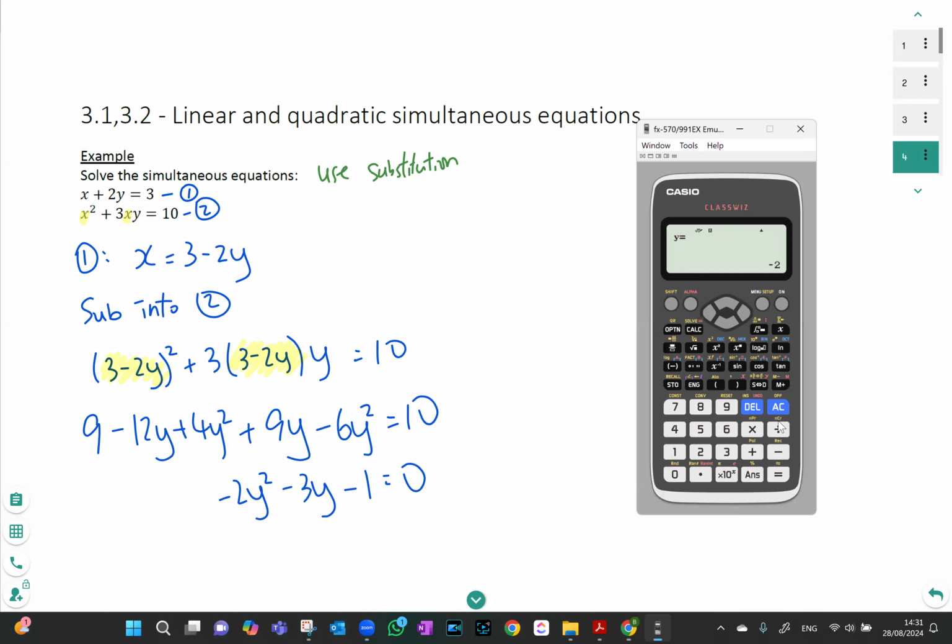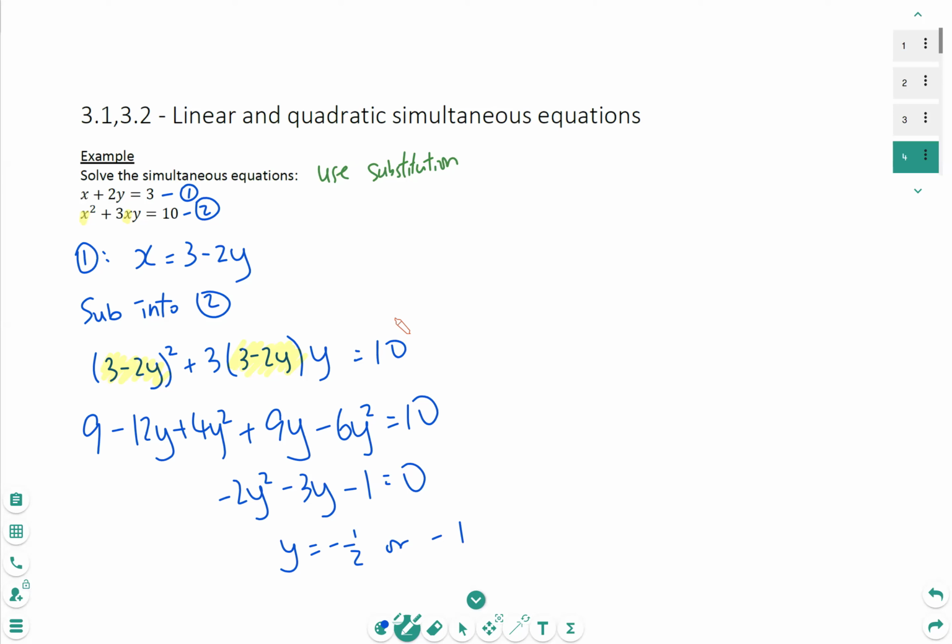So put in the calculator means menu, and then go to equation function again. And then this time I need to do polynomial. Degree is 2 because quadratic. Remember, again, you don't get any marks for showing how to factorize or solve a quadratic equation. The exam board expects you to use a calculator. So minus 2 is the coefficient, minus 2, minus 3, minus 1. You get minus a half and minus 1. So y equals minus a half or minus 1. Once you've got the y values, time to find the x values.